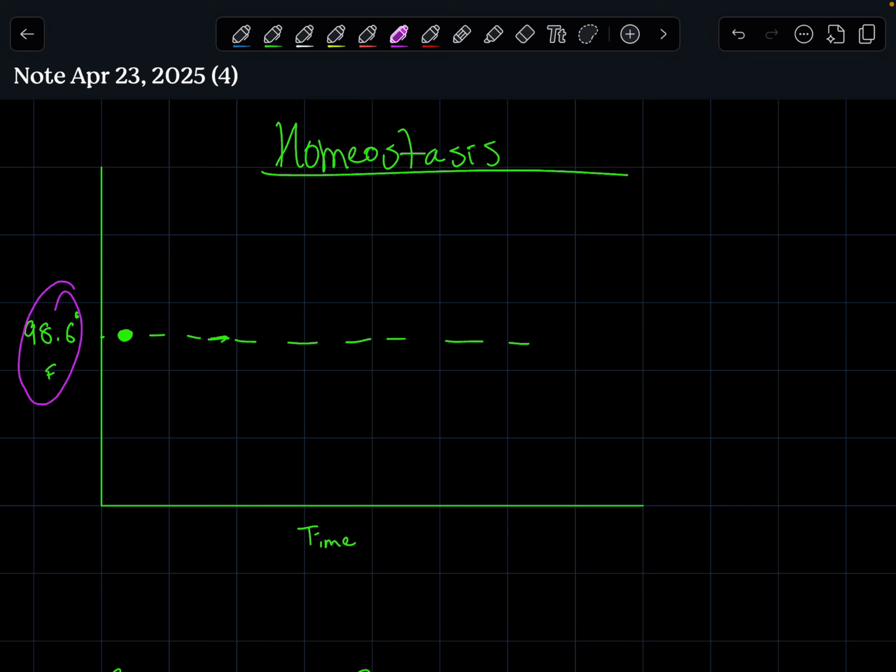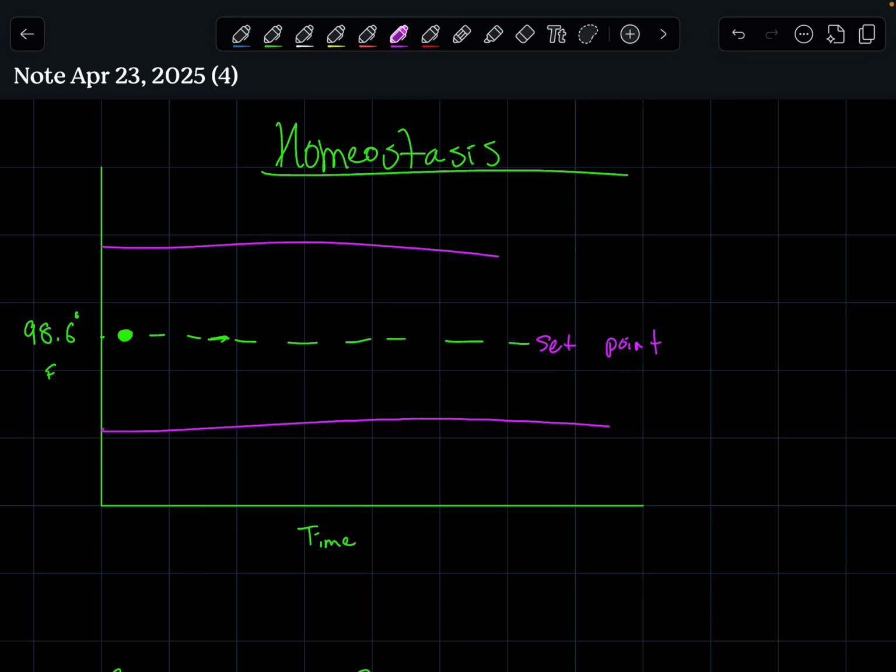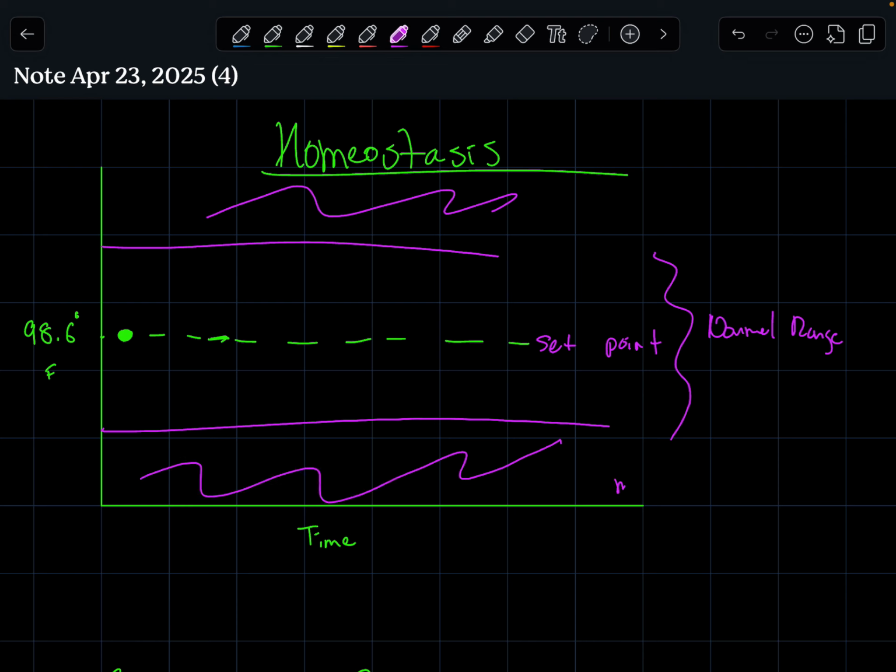So right here is our temperature on the left-hand side, the y-axis, and time down below. To give a brief rundown, right around 98.6, this is our set point, and our body will stay in a range called the normal range. Anything outside of the normal range is when medical attention is required.